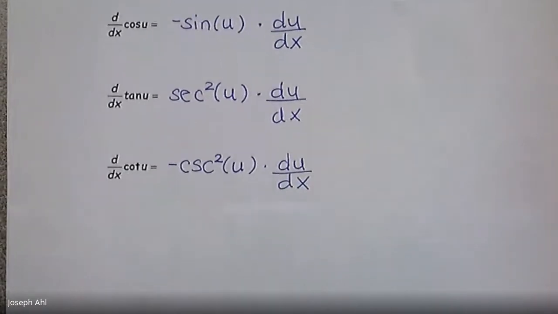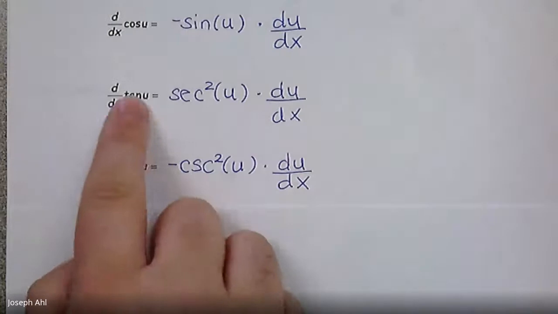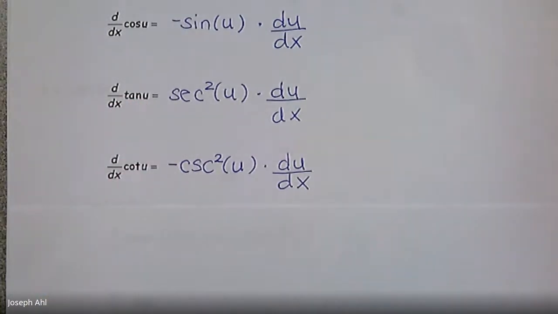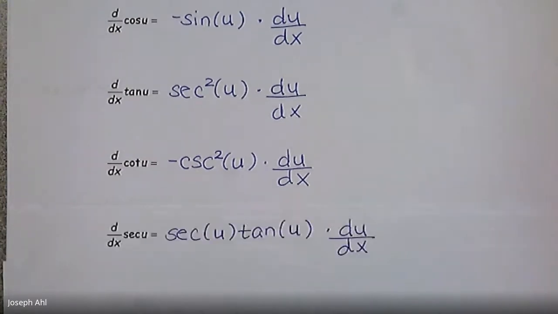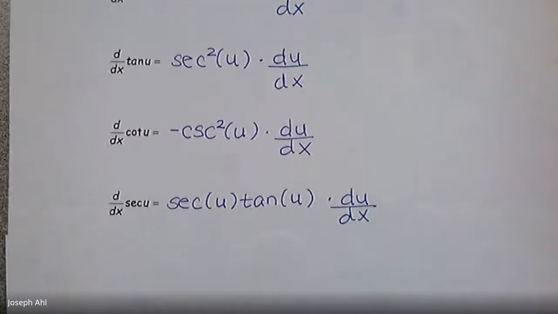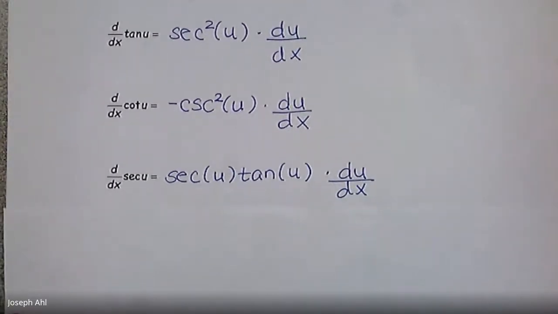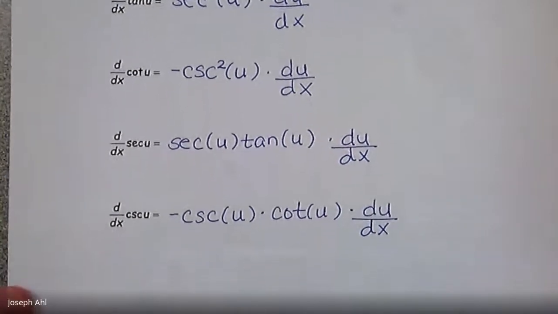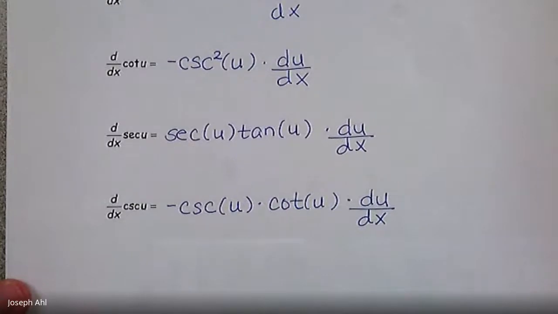Why not pair cotangent with it right away? Sometimes I go through the order cosecant, secant, cotangent, right? But it's kind of nice to think about tangent and cotangent, those co-functions together, to get negative cosecant squared u du dx. Derivative of secant is secant tangent. And then finally, we've got our derivative of cosecant as negative cosecant cotangent, co-functions there, of course, times du dx.